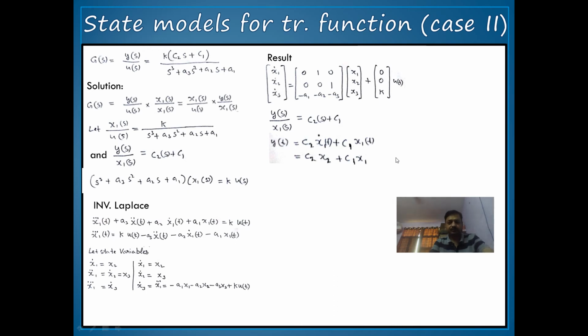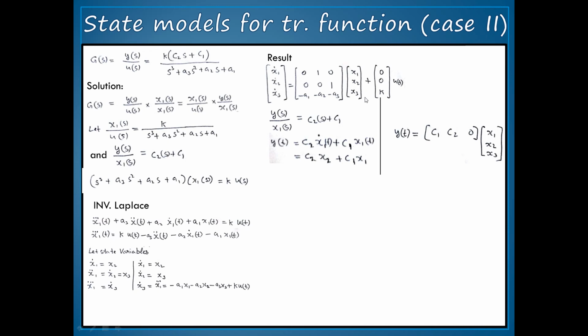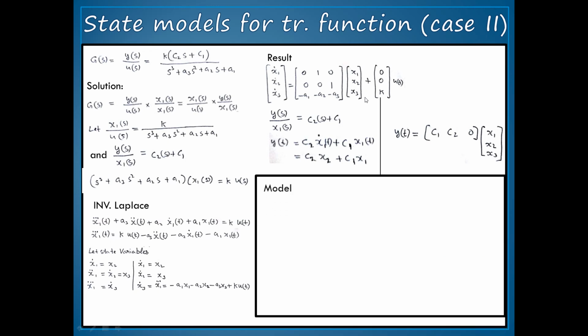Now y(t) can be written like this. This can also be written with c1, c2 representing the coefficients of x1 and x2, and the x3 value is 0, that's why it is 0, multiplied with x1, x2, x3. Now finally we have converted the complete transfer function into the state space variables. Now in the next part you may see there is a state model.